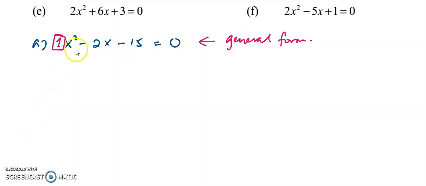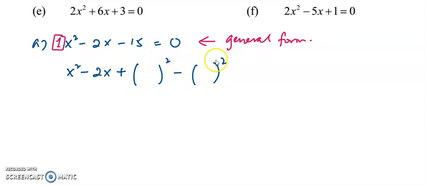As this equation has the coefficient of x squared equal to 1, now I can start completing the square by just copying down the first two terms. And then I add a bracket squared minus a bracket squared. And the constant here, the negative 15, I move to the right hand side, so I will have 15.